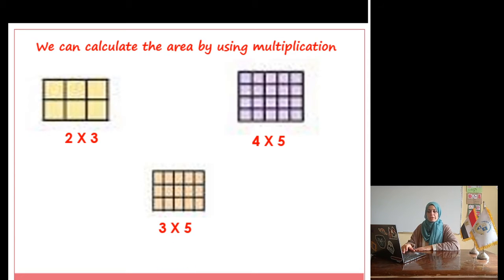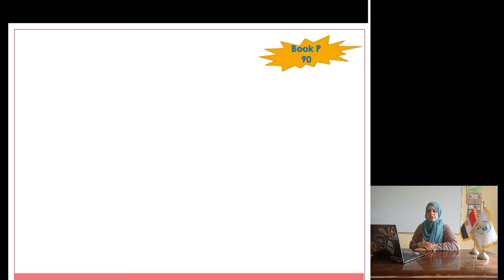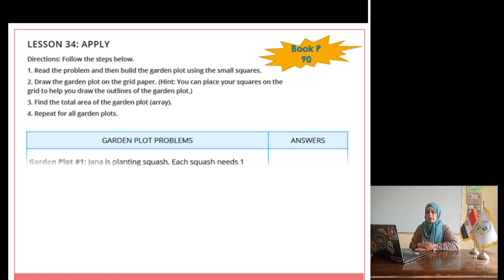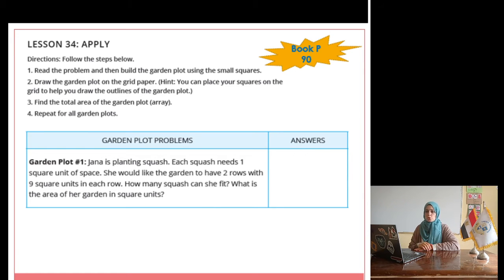Let's open your books, page 90. Read the problem and then build the garden plot using the small squares. Draw the garden plot on the grid paper. You can place your squares on the grid to help you draw the outlines of the garden. Find the total area of the garden plot, the array, and then repeat for all the garden plots that you have. The first one, Jana is planting squash.